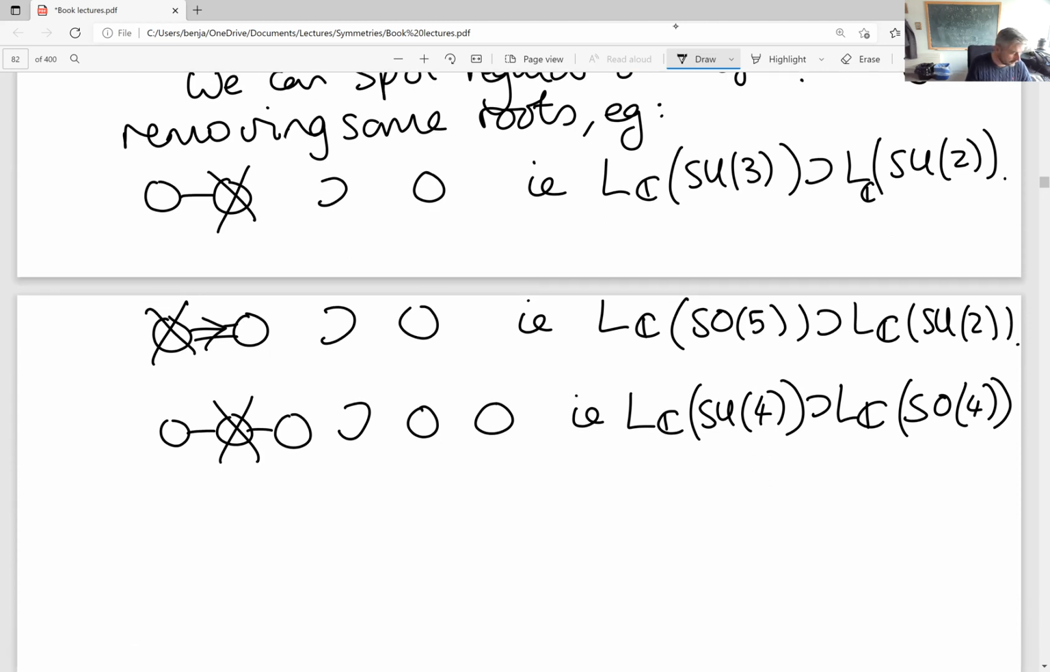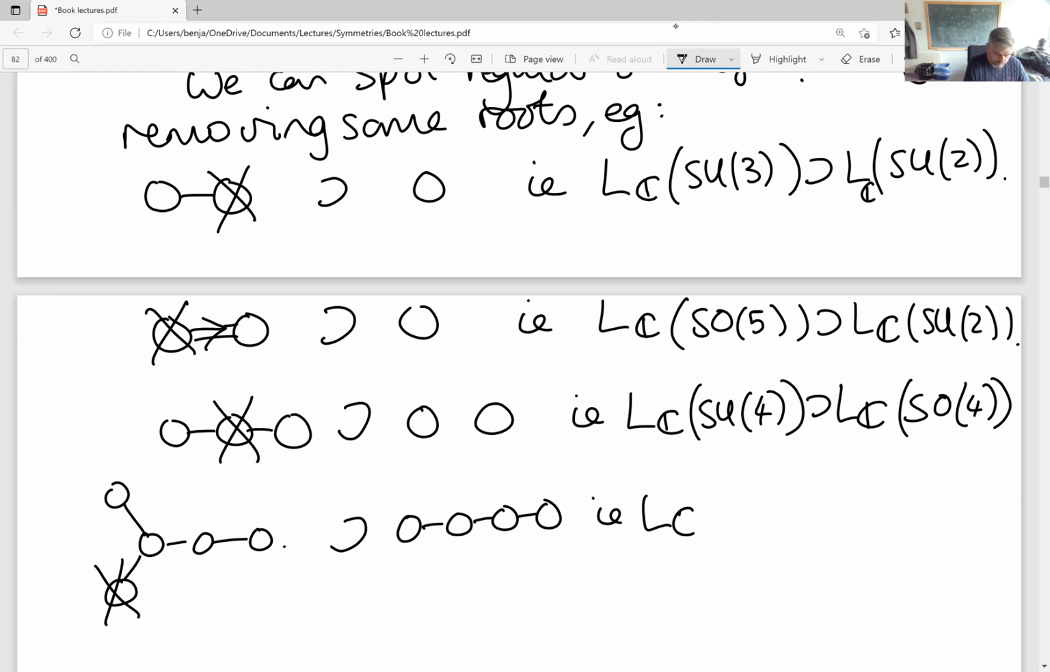This next one is useful for grand unified theories. Some grand unified theories use, for the part of the symmetry connected to the identity, the Lie algebra of SO10. And if we remove that root, then we have SU5. So the Lie algebra of SO10 contains the Lie algebra of SU5.